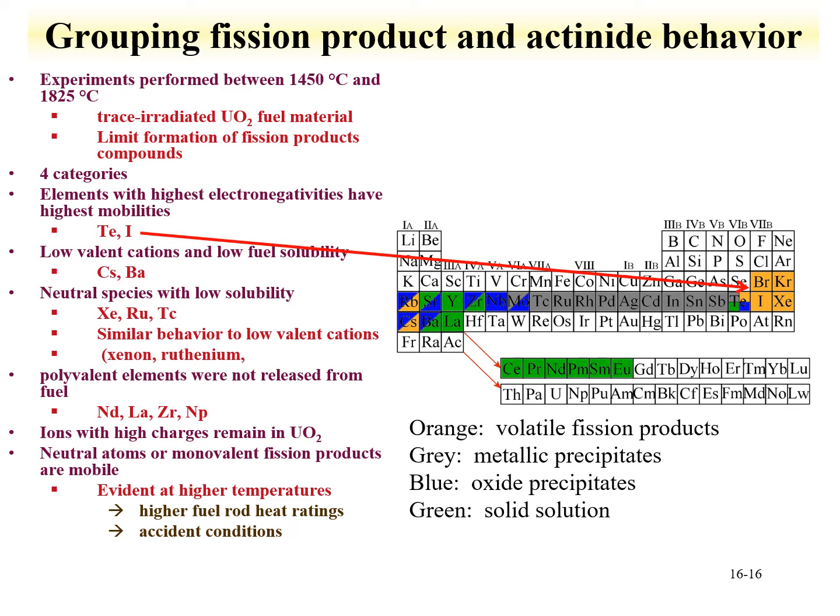What we see is that some of the elements with the highest electronegativities have the highest mobilities, and these tend to form these volatile fission species. Some of the lower valent elements, such as cesium and barium, tend to have this behavior where they form separate species from the fuel due to their low valent cations, and their oxidation states don't match the main fuel composition. And then obviously some neutral species will have low solubility, particularly something like xenon. These overall ions with higher charges tend to remain in the UO2, and neutral atoms or monovalent fission products tend to be mobile, and this is particularly evident at higher fuel temperatures.